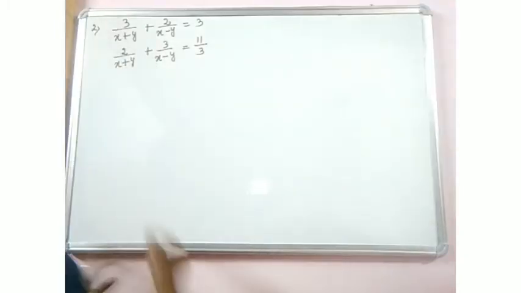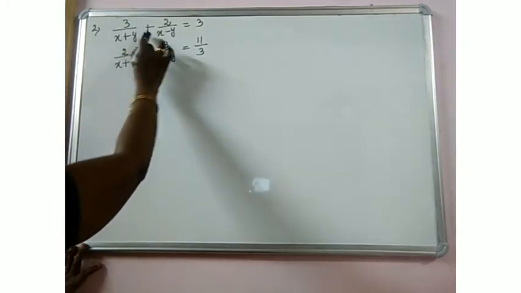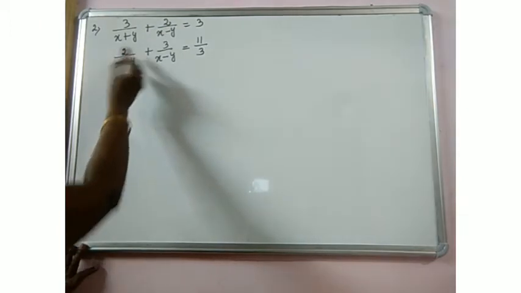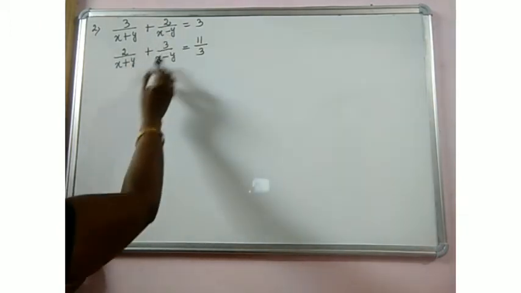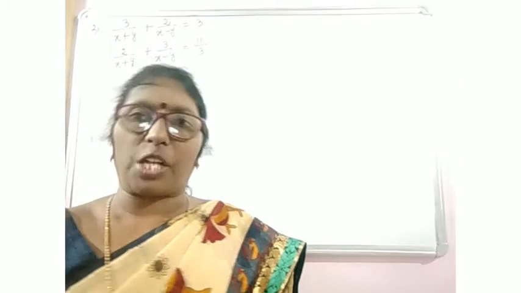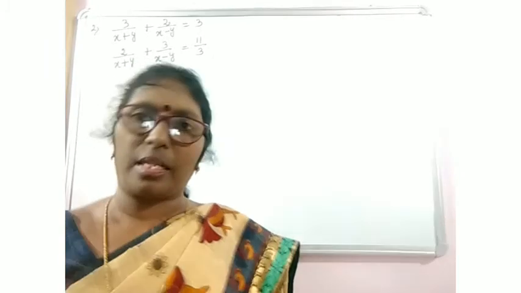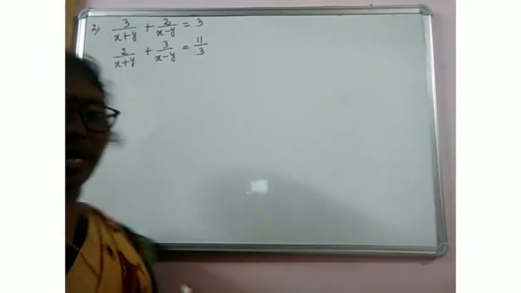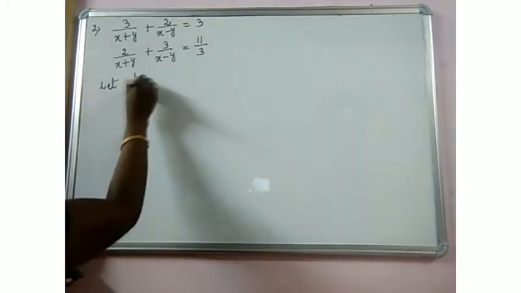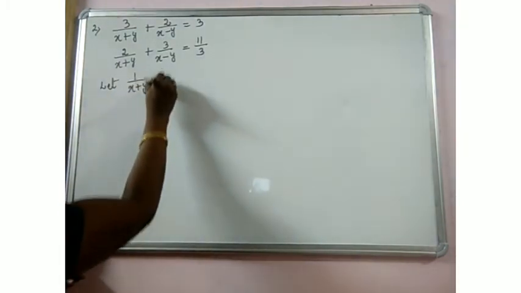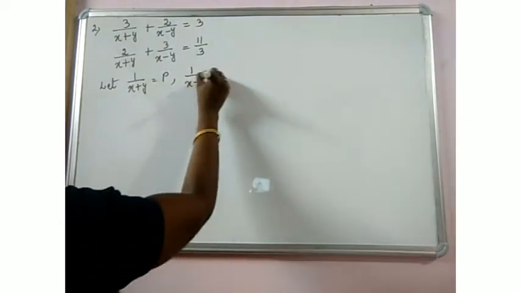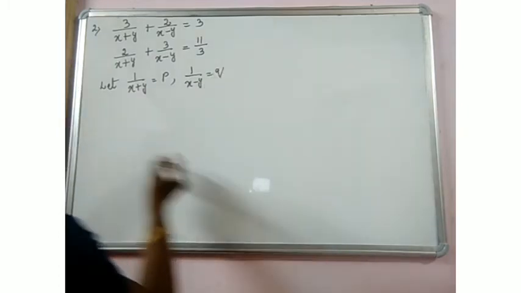So your next question is 3 by x plus y plus 2 by x minus y is equal to 3. And the next equation is 2 by x plus y plus 3 by x minus y is equal to 11 by 3. In the previous question, only x, y were there in the denominator. Now both x plus y and x minus y are there. In the same way, let us follow. Let 1 by x plus y be equal to p. I am taking p. 1 by x minus y is equal to q. Only just here to have a difference.